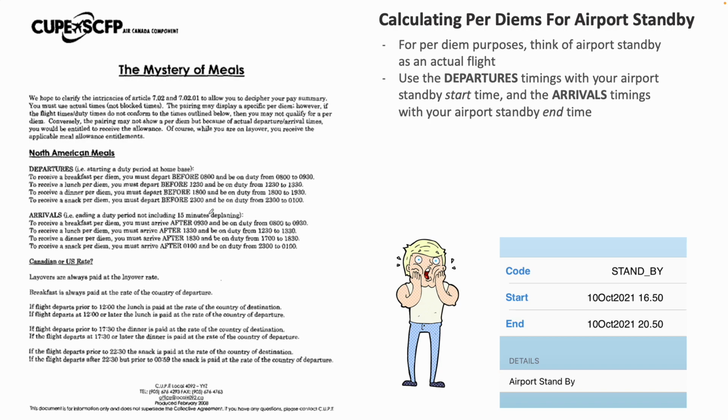Let's move on to airport standby. For the purpose of determining per diems, you can think of an airport standby as an actual flight. The departures section of the Mystery of Meals can be used in conjunction with your airport standby start time, and the arrival timings can be used with your airport standby end time.